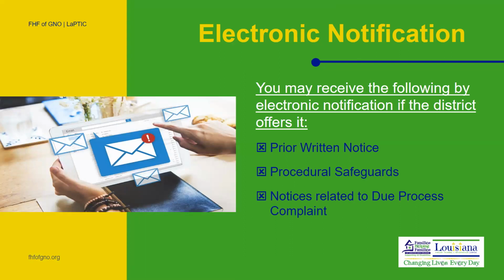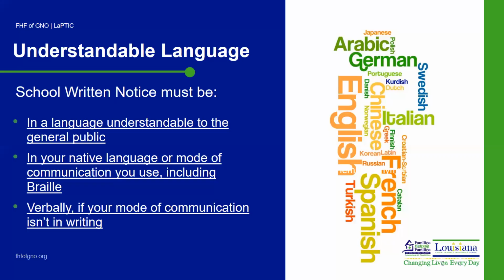If your school district offers parents the choice of receiving documents by email, you may choose to receive prior written notice, procedural safeguards notice, and notices related to a due process complaint electronically. You also have the right to get all information from the school regarding the identification or delivery of special education services in an understandable language to you.